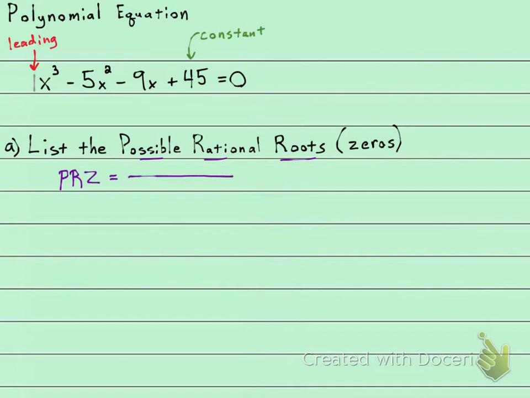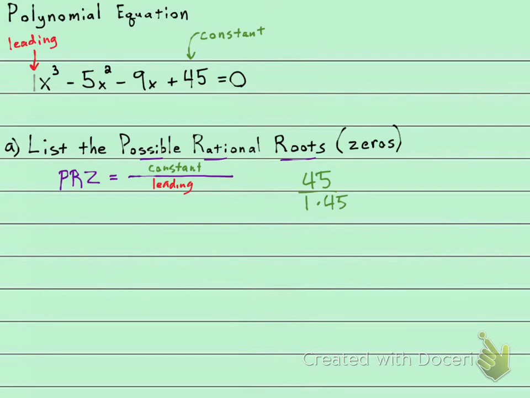And we're going to list all the possibilities of the constant term over the leading term. All right, so the constant term, it is 45. Our possibilities are 1, 45. Let's see, 2 doesn't go into 45. Let me get my calculator. All right, 45 divided by 2 gives me back a decimal, so that doesn't work.